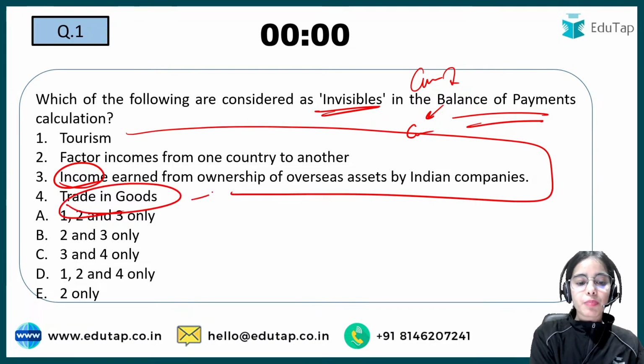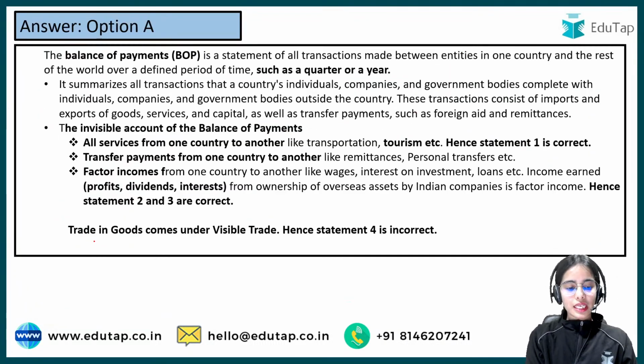The trade is a part of the current account, that is a part of the balance of trade. So the first, second and third are correct.